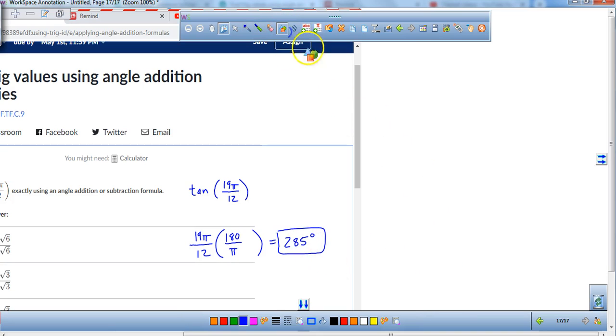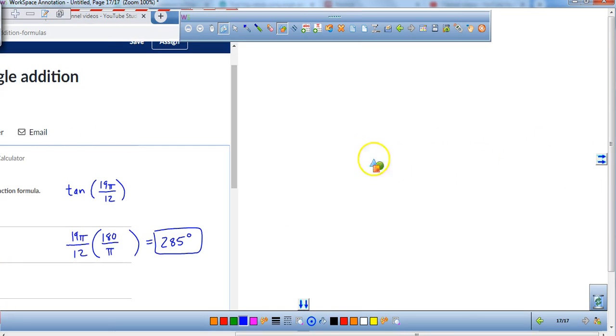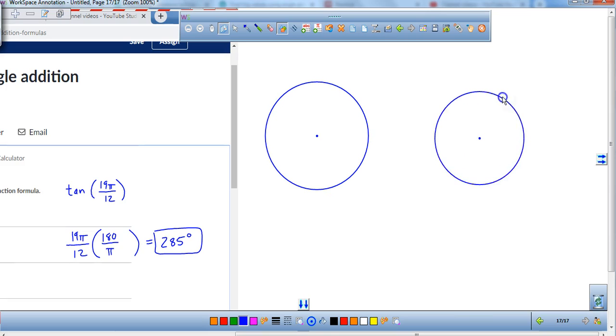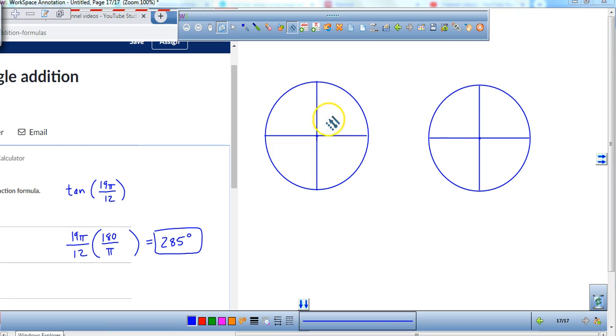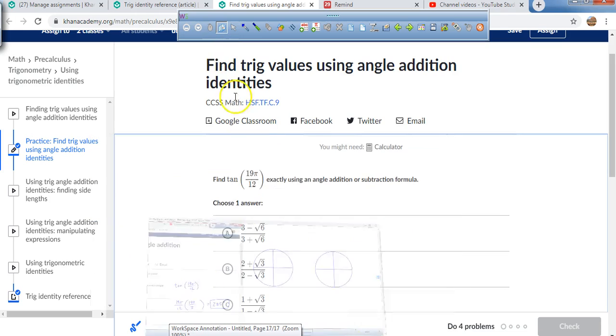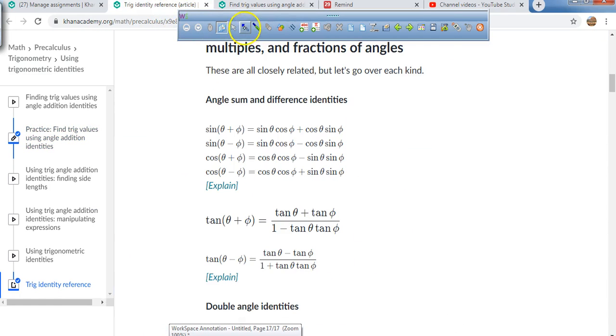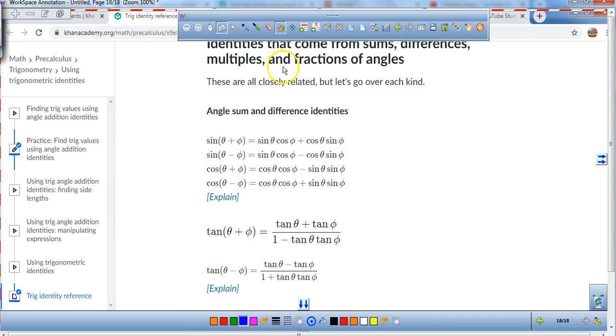And what I want you to do is draw a couple of unit circles with me. We'll explain how to use the formula using this concept of the unit circle. Alright, so I've drawn a couple of unit circles. Right now I'd like to go back to my reference, take a screenshot of this, and the one we're going to use is this one right here.